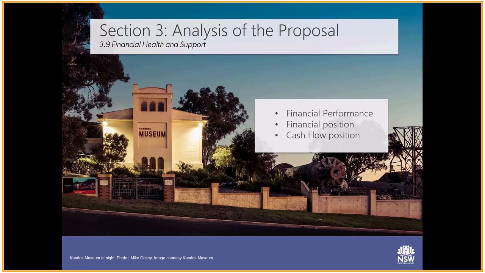Now, the last section for section 3 is financial health and support. The focus of section 3.9 is whether the projected revenues will cover the whole of life costs of the proposal. Applicants are requested to outline over the past 2 financial years, and for each party, their financial performance, their financial position, and their cash flow, and the underlying financial statements should also be provided.